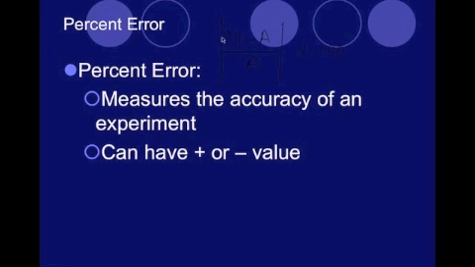Now, with this, measured means your experimental value. It's what you get in the lab. Your accepted is your known value for it. It's the right answer, what you should have gotten. So what percent error does is percent error gives us an idea of how well we did a lab.